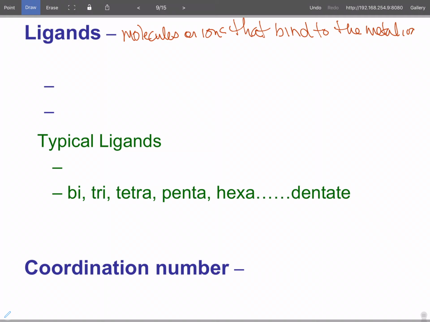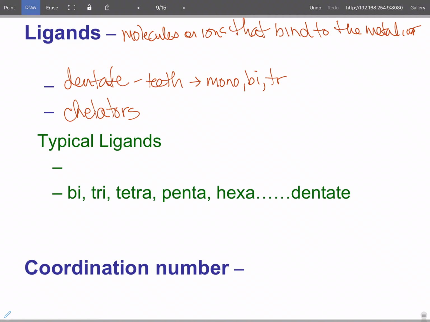Metal ions. Now, they're interesting because they're either called dentate or chelators. Okay, dentate means basically teeth. And so they tend to be mono, bi, tri, etc. And so these are usually individual species that when they form the complex, it's like they look like a bite going on.